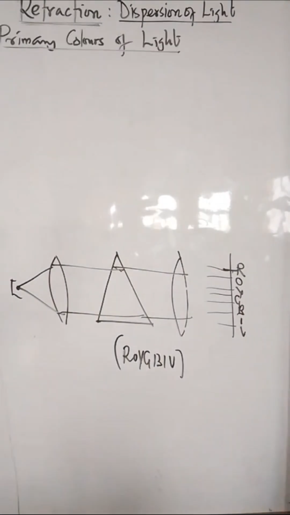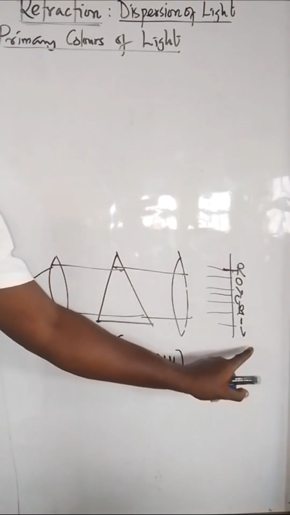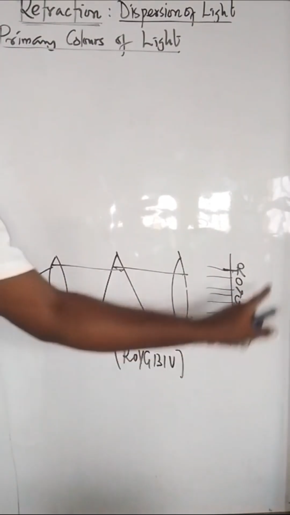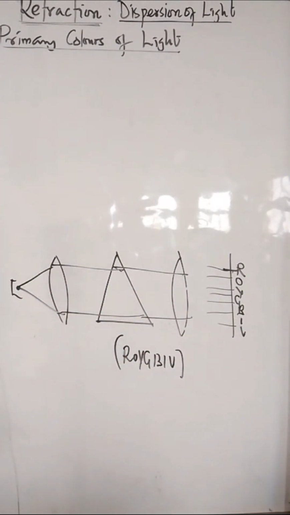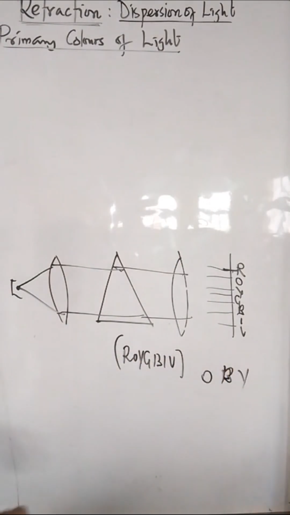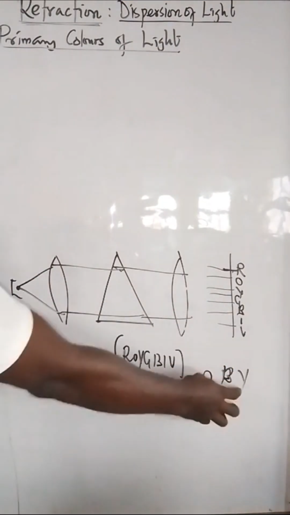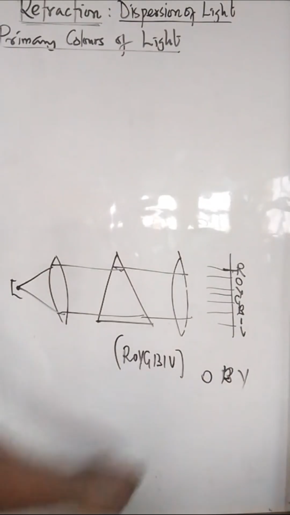Note: red has the highest speed, while violet has the least speed. As you go, it changes. In case they form a question using this, they can give you orange, blue, and yellow, and ask which of them has the least speed. The answer is blue. Which of these three has the highest speed? Orange.